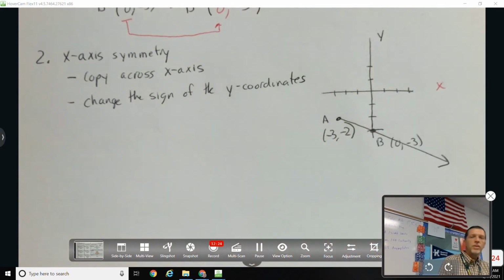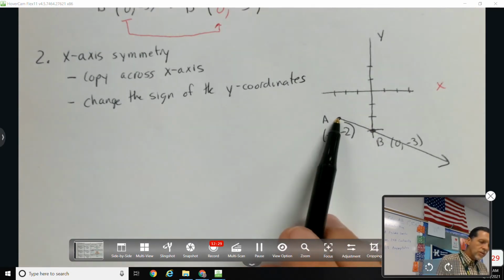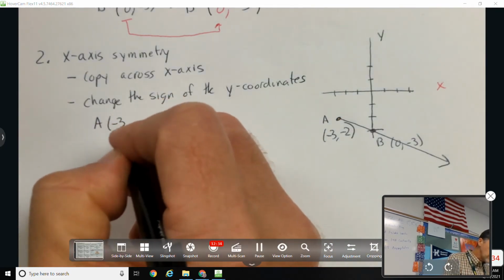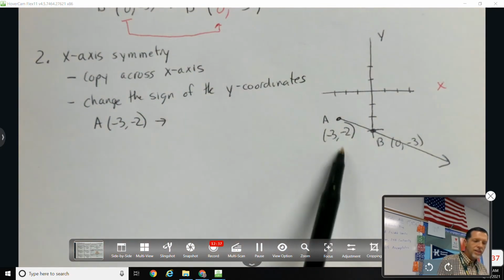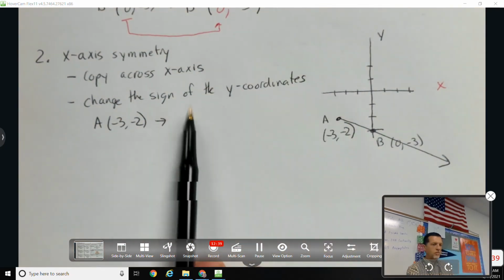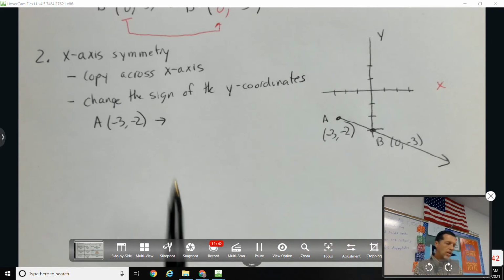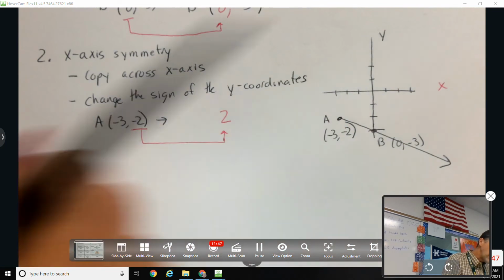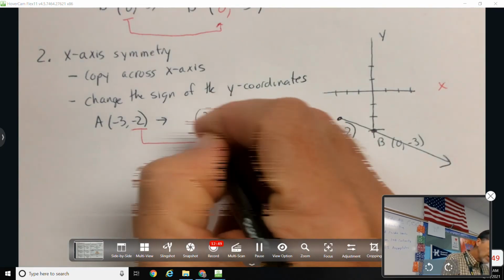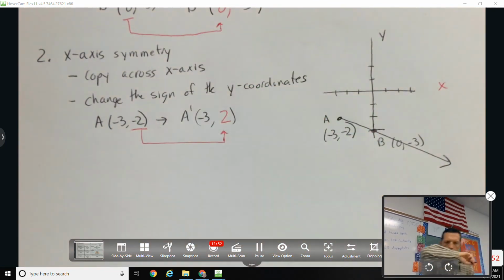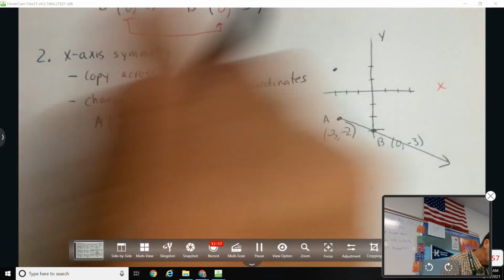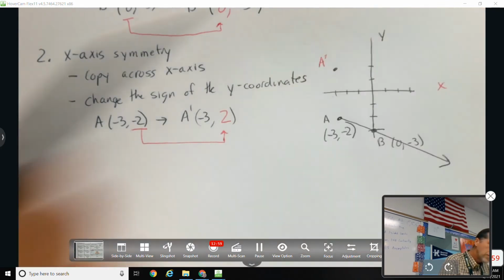Now, this one might be even easier since it's not copying onto itself. This point A, if I flip it over, this is almost one where you might flip it on the graph and then write it down rather than writing it down and then putting it on the graph. But we'll go the same order we did. We'll change the sign of the y-coordinate to be a +2. So -3, +2. There's my reflected A.